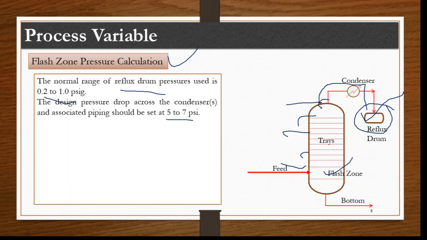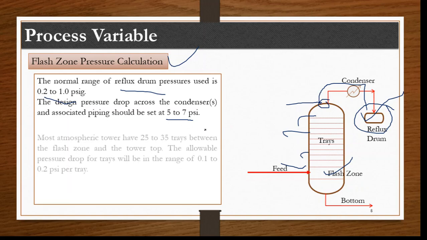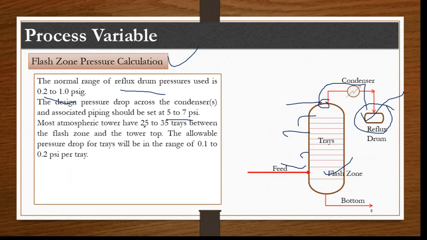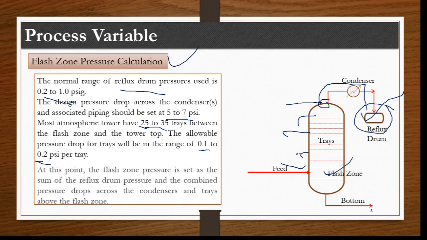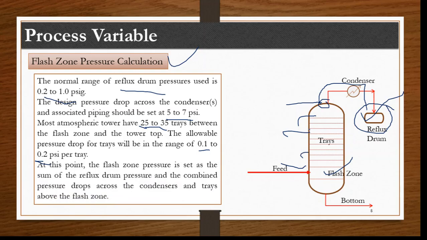So it means that at the top, if you want to find out, you have to add the reflux drum pressure plus 5. Then we have 25 to 35 trays between the flash zone and the top. We assume that the pressure drop for a single tray is 0.1 to 0.2 psi. So if there are 25 trays and 0.2 is the pressure drop, 25 multiplied by 0.2 is equivalent to 5 psi. So there is a pressure drop between these two sections of 5 psi. After that, you have to add all these values and you can get the pressure value at the flash zone. So in this way we can find out.